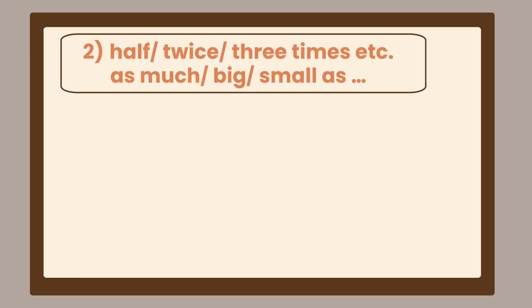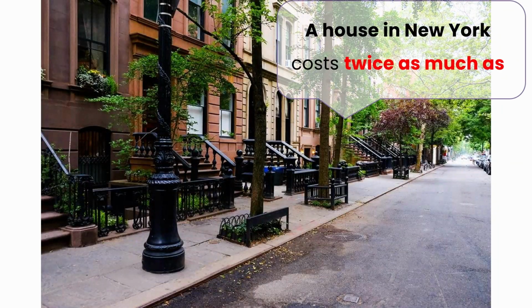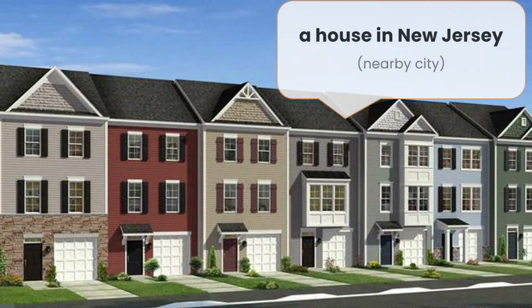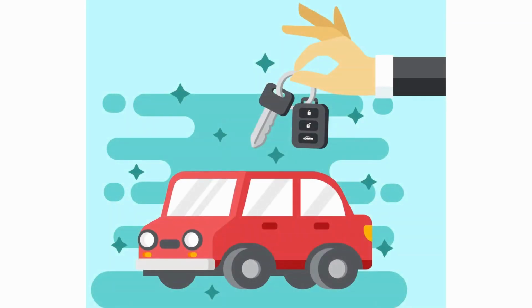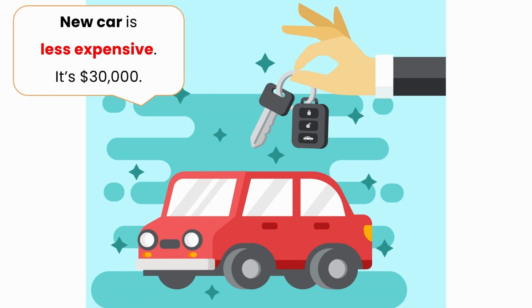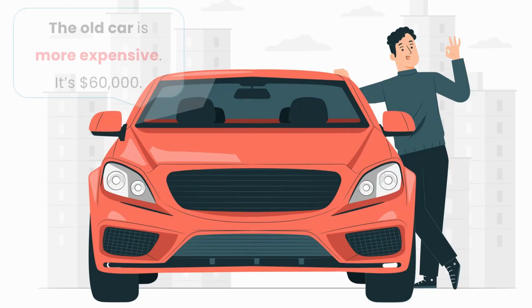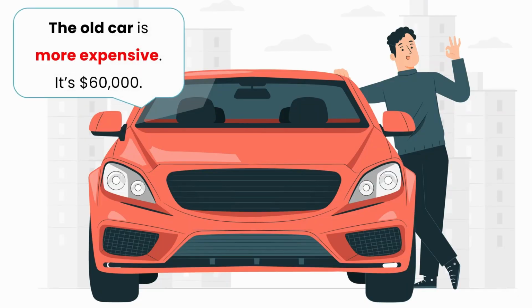Half, twice, three times as much, big, small as. This is a little bit confusing, so I'll explain it more in some examples. A house in New York costs twice as much as a similar house in some nearby cities. The new car costs half as much as the old one I had. So the cost of the new car is 50%, which is half of the cost of the old car I previously had. In other words, the new car is less expensive than the old one. If the new car costs $30,000, that means the old car I had cost $60,000.